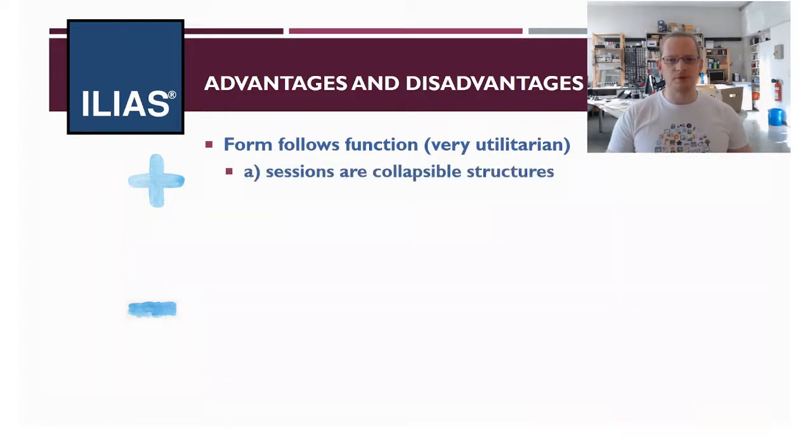Sessions are collapsible structures, which means it is very easy to see different sessions' contents at a glance without having to navigate back and forth between them. In a similar vein, accordions, by being collapsible, allow us to present a lot of information without taking up too much space.